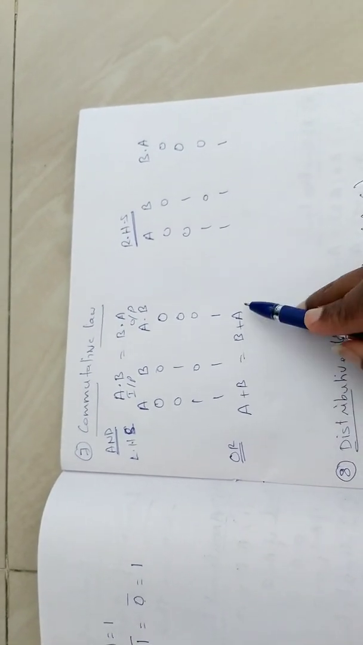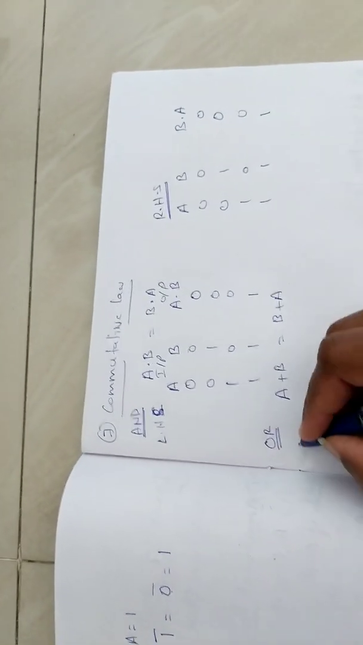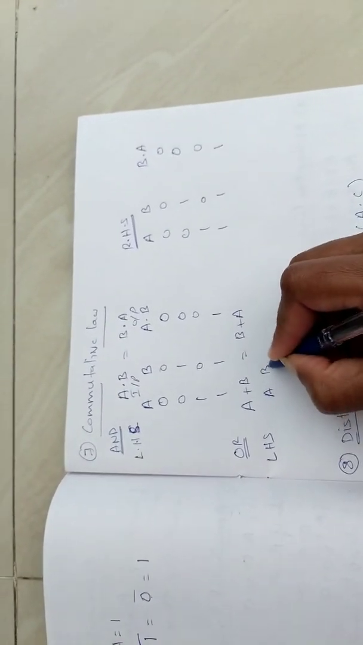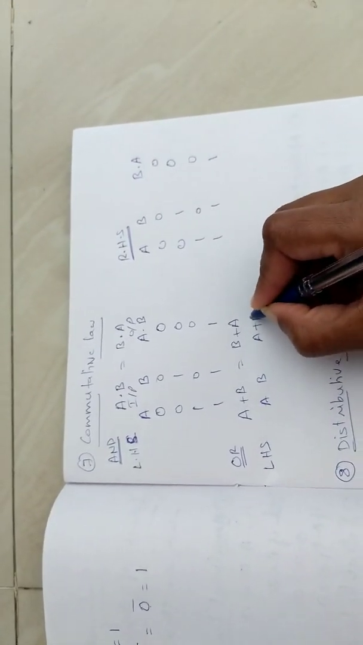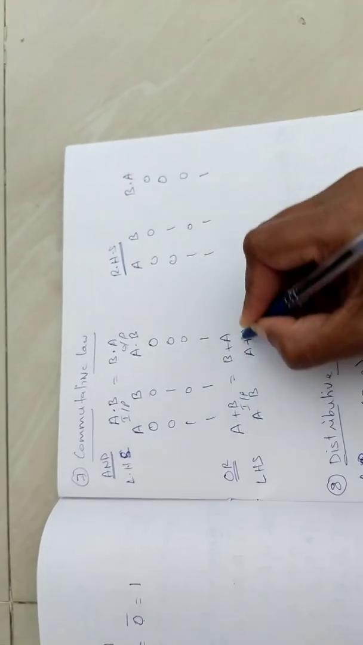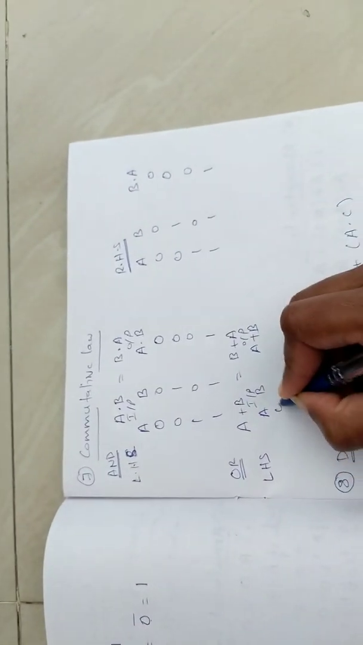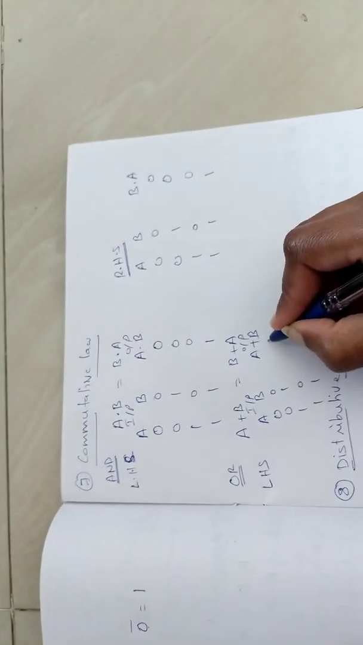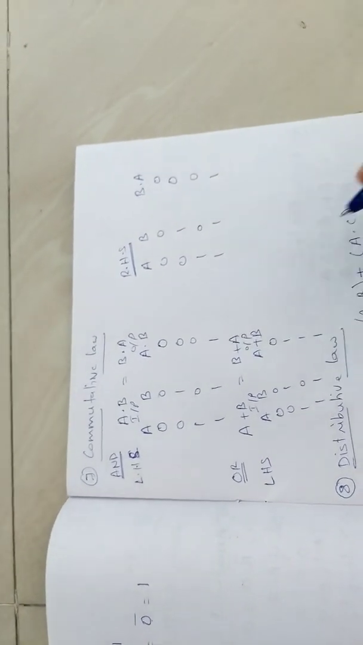A plus B is equal to B plus A. So how to prove that? For your LHS, truth table for your A, B, A plus B. This is your input, this is your output. So if it is 0 0, 0 1, 1 0, 1 1, what can be the answer? 0, 1, 1, 1. Right?